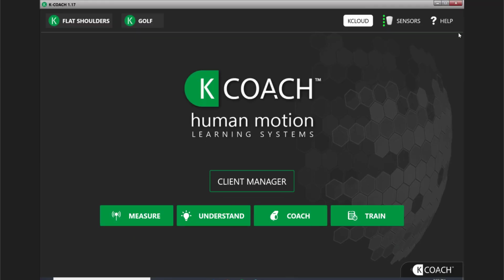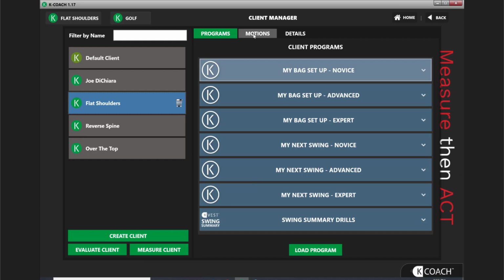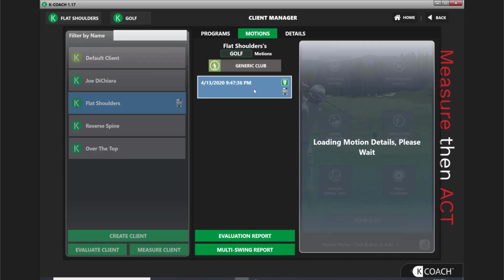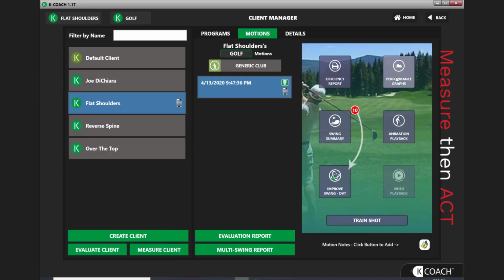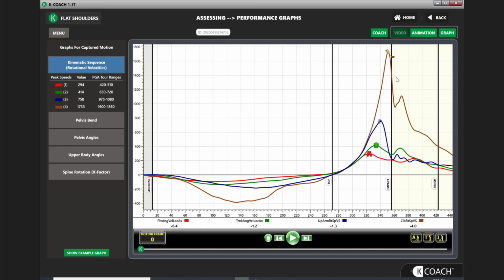All right. So I've got flat shoulders pulled up. You can see I named this player flat shoulders for that purpose for our webinar. I'm going to go into the motions tab, and I'll select the motion and go into performance graphs. We're going to go first to the part of the graphs that would allow you to identify and know for sure this player has flat shoulders.